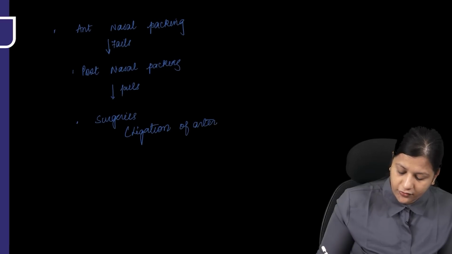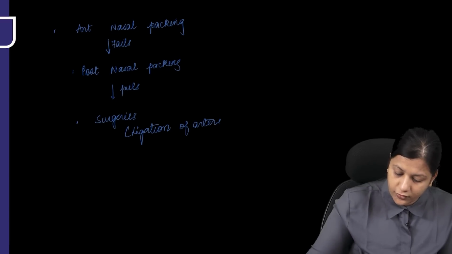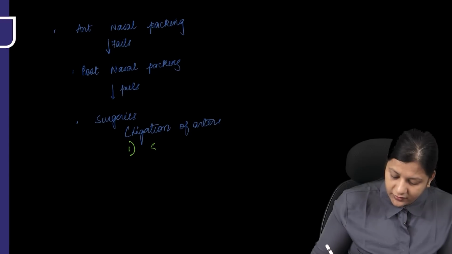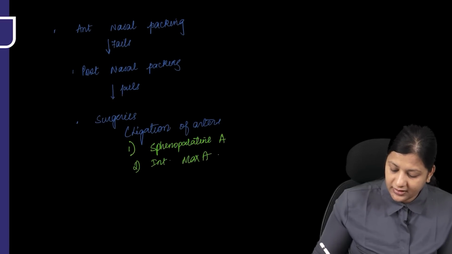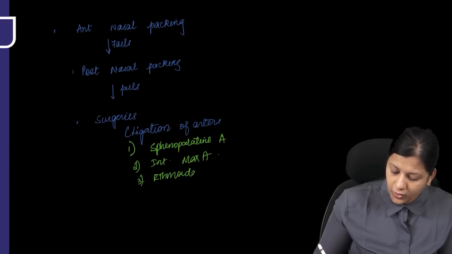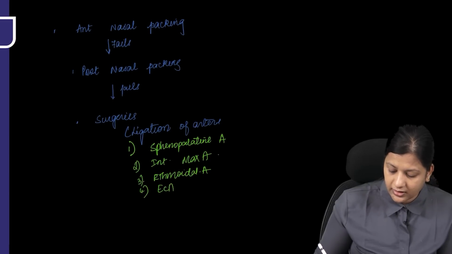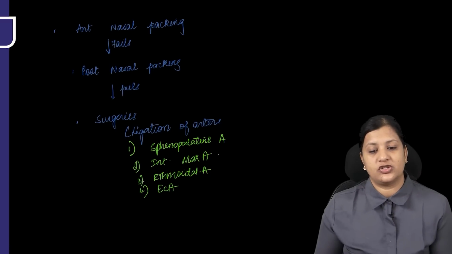The ligation of artery begins first and foremost with the sphenopalatine artery. The first artery that you will ligate is the sphenopalatine artery, because that is the artery of epistaxis. If this doesn't come down, then the internal maxillary artery. If it still continues to bleed, then you are going to either operate on the ethmoidal arteries and clip them, or the external carotid artery, from case to case situation.